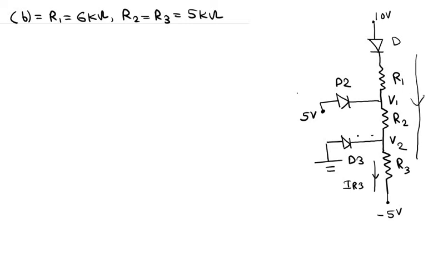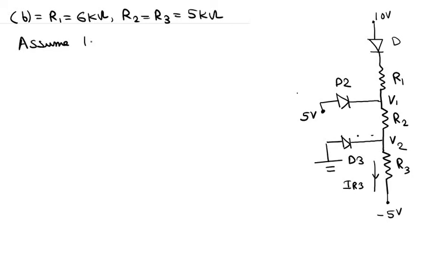No current flows through the diodes D2 and D3. So this makes the solution much easier, and that is why we are choosing this condition at first. So assume that D2 and D3 are reverse biased.